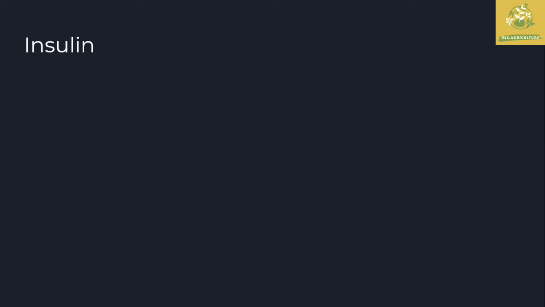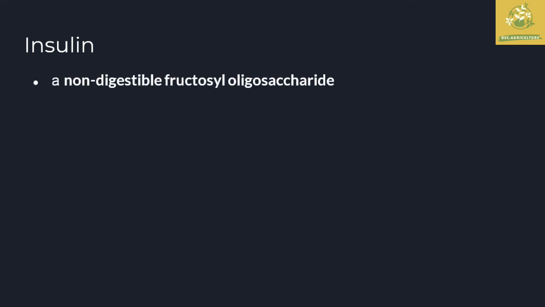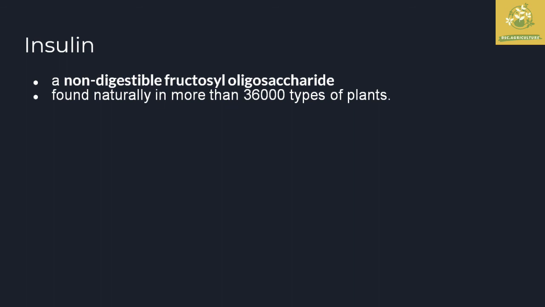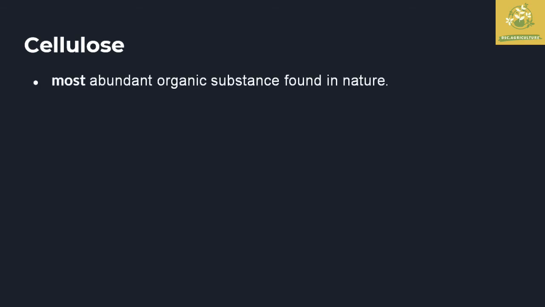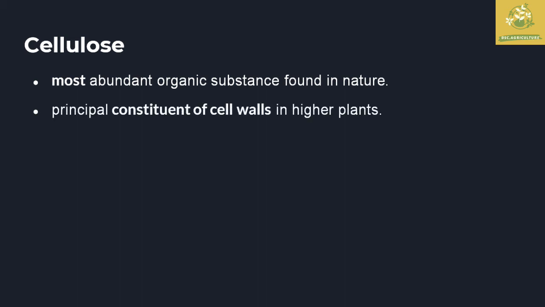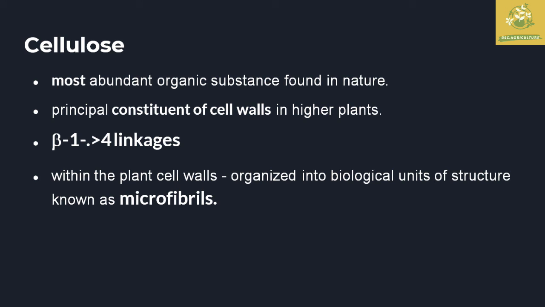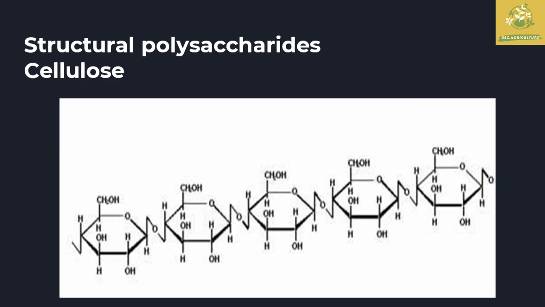The next we are going to see is inulin, which is a non-digestible fructose oligosaccharide found naturally in more than 36,000 types of plants, where the inulin has beta 2,1 fructose linkage. Cellulose is the most abundant organic substance found in nature, the principal constituent of the cell wall in higher plants, with beta 1,4 linkage within the plant cell wall, organized into biological unit structures known as microfibrils. So cellulose is a structural polysaccharide.